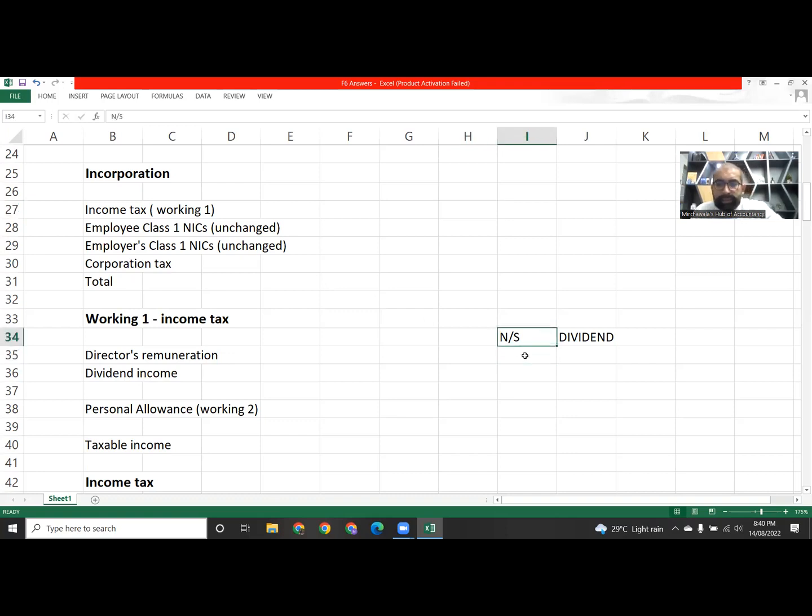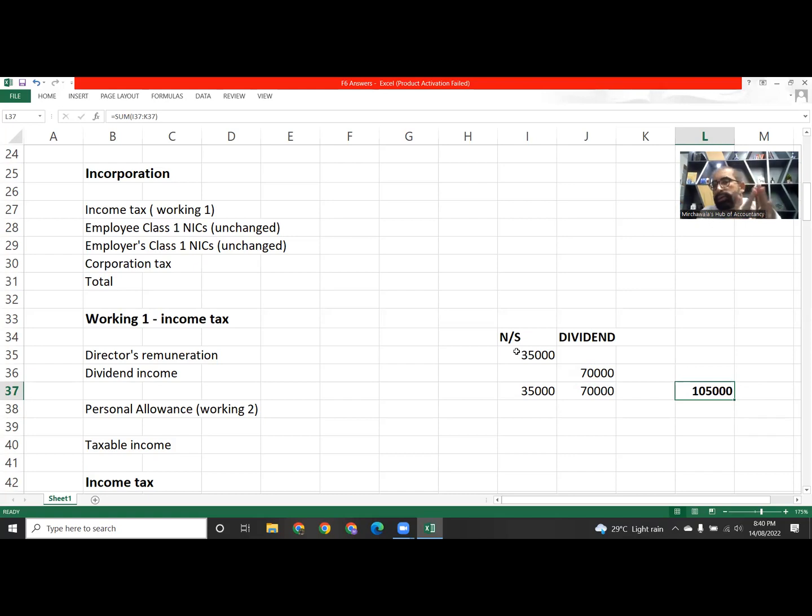Remember, I teach this this way in the class, non-saving and dividend, right? Sometimes I make the column of interest as well, but in this question there is only employment income, which is non-saving income, and the dividend itself is dividend. So how much is the director remuneration? It's 35,000. How much is the dividend income? It's 70,000. If you add these two, 35 plus 70 is equal to 105,000.